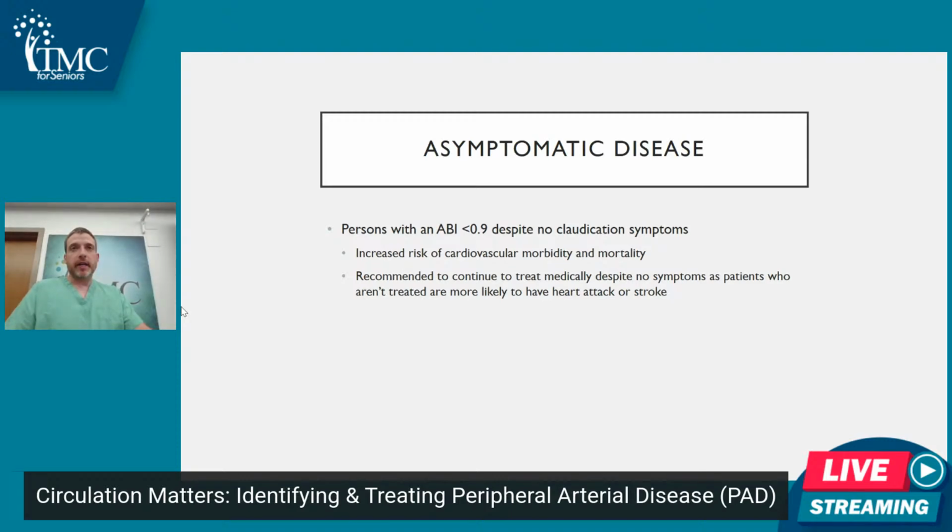So, patients with no symptoms. If you have an ABI of less than 0.9, which is that blood pressure study, but you have no symptoms whatsoever, you're still at increased risk for heart attack and stroke and dying from those. So it's recommended to start on those medical therapies, even if you're not having any symptoms.